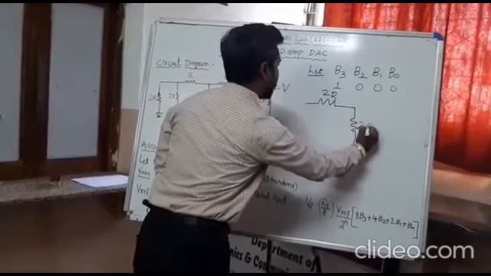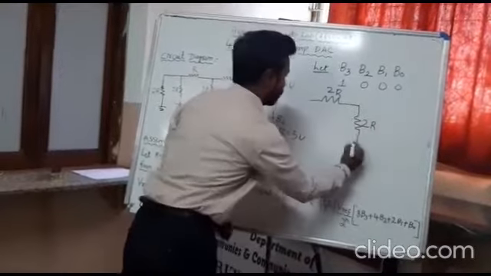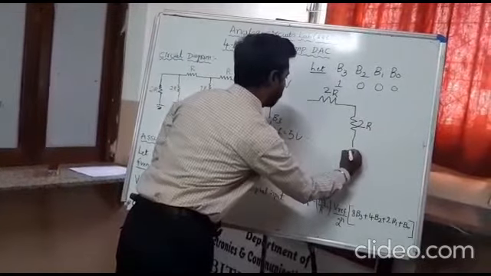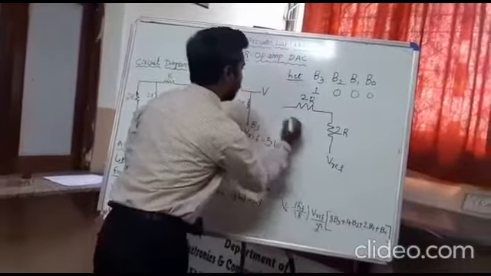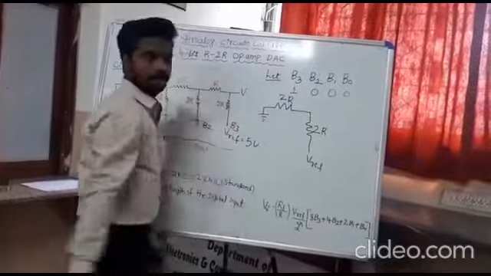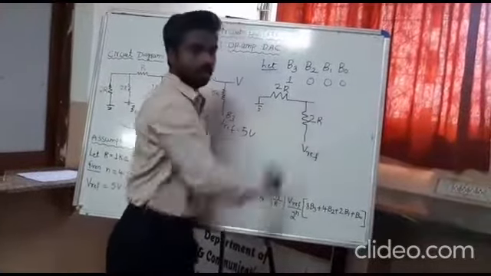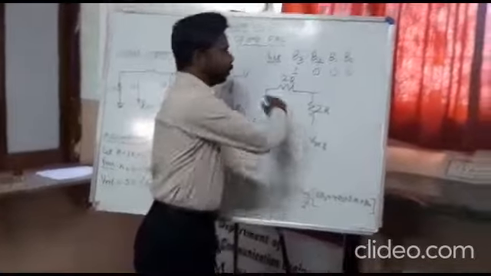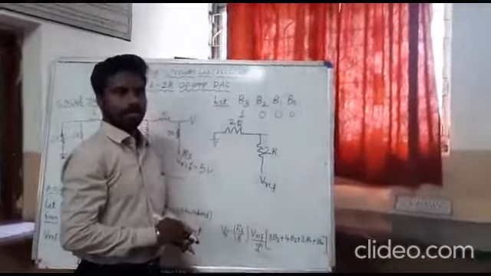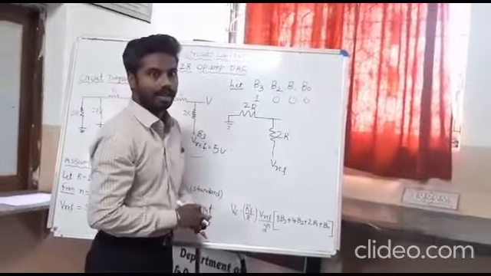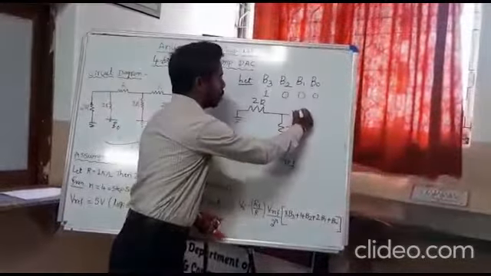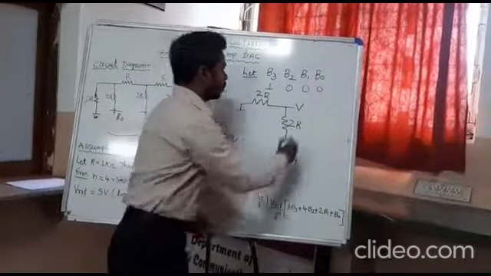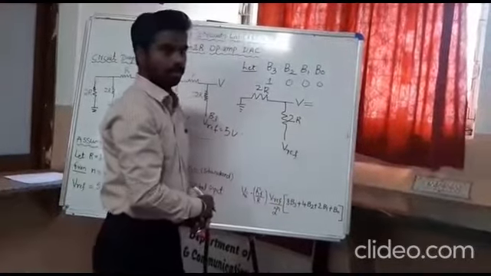The parallel resistor value is 2R. Here the voltage is V reference and this is connected to ground. What is the output voltage? Using the voltage divider formula, or the Thevenin theorem, we can calculate this output. So what is the expected output voltage?